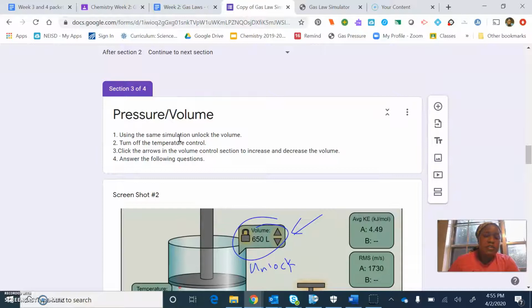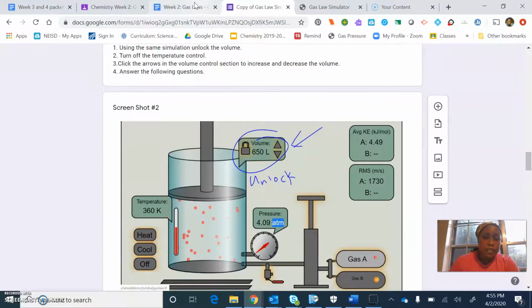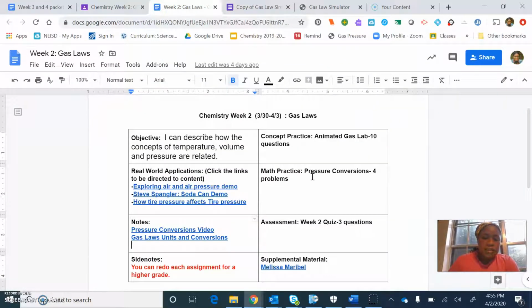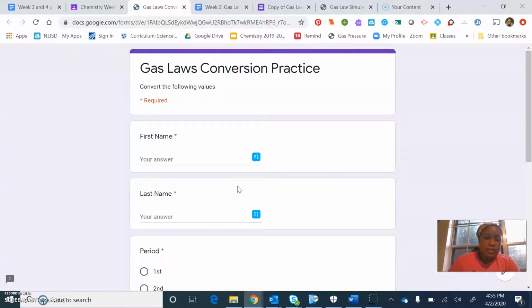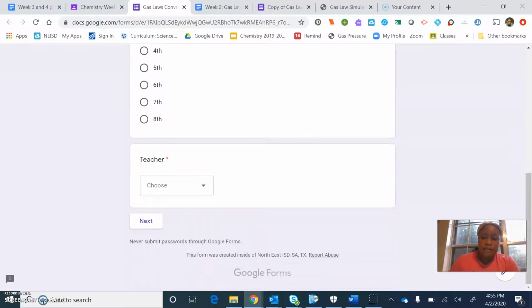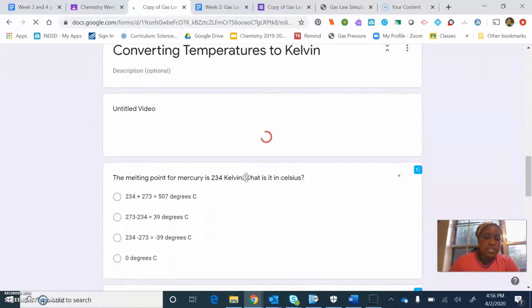That one's over pressure and volume, and you'll do much the same thing. Then, looking at the next assignment, we have pressure conversions, and there are 4 questions. So, pressure conversion practice. Once again, you'll put your name and information, and then you'll be directed to your questions.